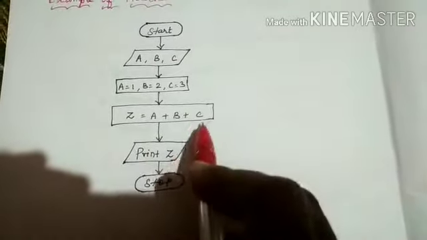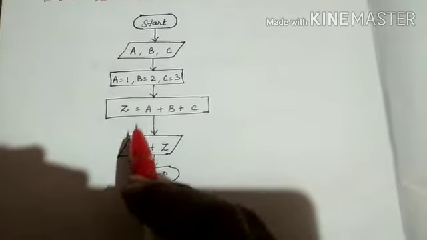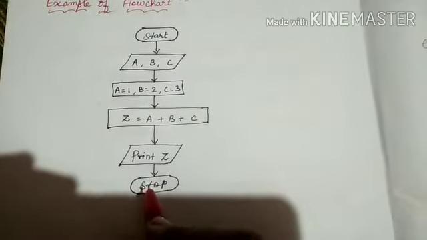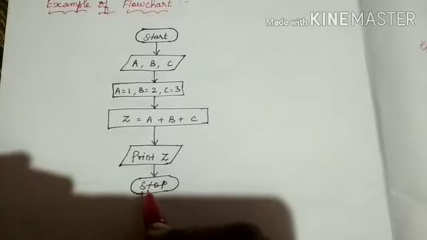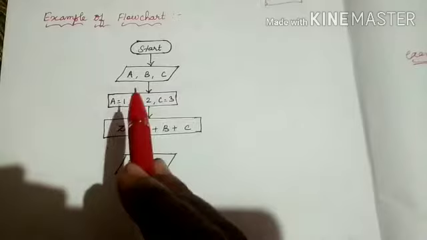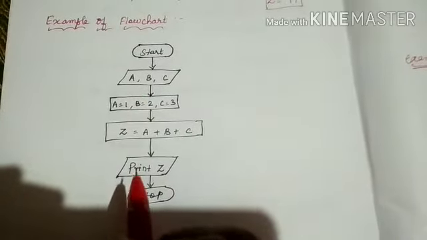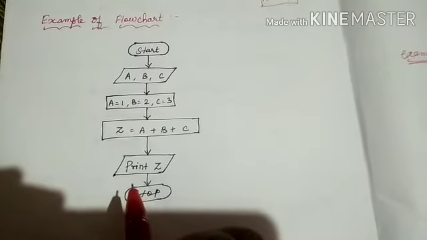That is also one of the statements, so we use a rectangular box and then print that value. So we use the parallelogram symbol and then stop the program. Here we use the special box. Okay, this is an example of a flowchart, how to draw the flowchart based on the algorithm. This is the simple program.